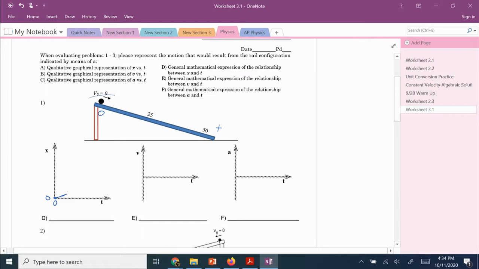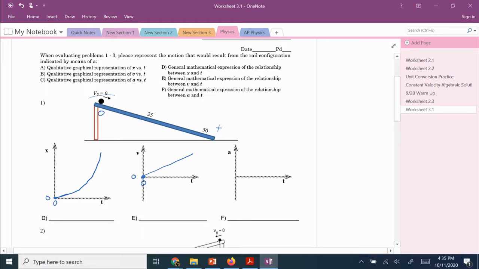It's not going very fast. As time goes on, it's going to start getting faster and faster, so that's going to make it look like a top opening parabola, like that. To do the velocity versus time graph, same kind of thought process. When time is equal to 0, our velocity is equal to 0. And so it's going to travel in the positive direction. So our velocity is going to get bigger and bigger in the positive direction.